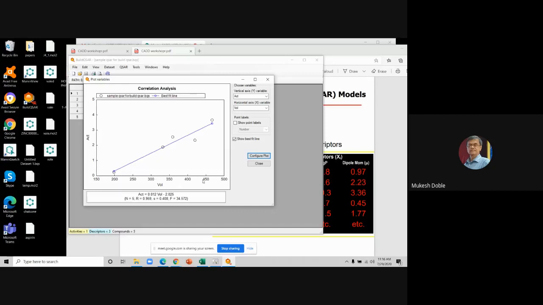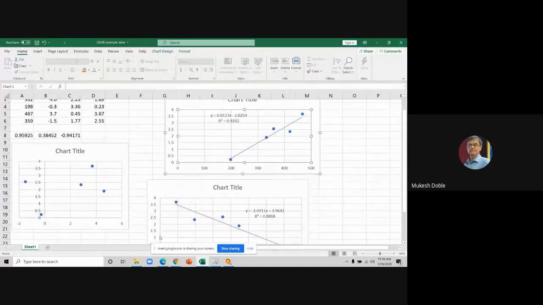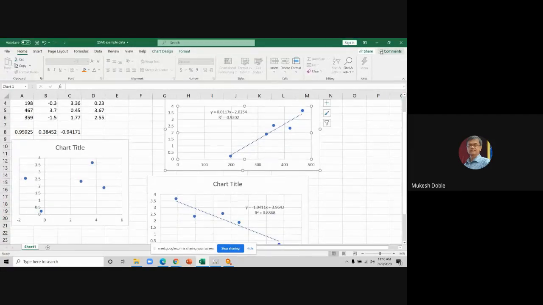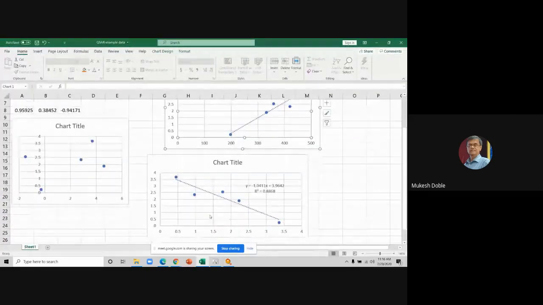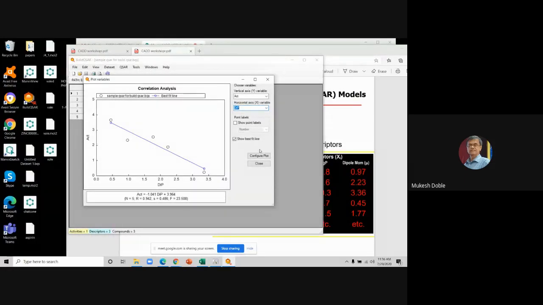So this x-axis is volume, y-axis is activity. Instead of volume, I can make it log P. As you know, log P was very bad, right? If you remember in your Excel also, log P was very bad. This is the log P, the left-hand side graph. Same thing it is showing. Log P is bad. When you do the dipole, it is negatively correlated. So as dipole increases, activity goes down, and as dipole decreases, the same thing we saw in your Excel also. If you remember the last graph, same thing it does, but it does it in one click. It gives you a lot of statistical information also. That's the beauty of this software.